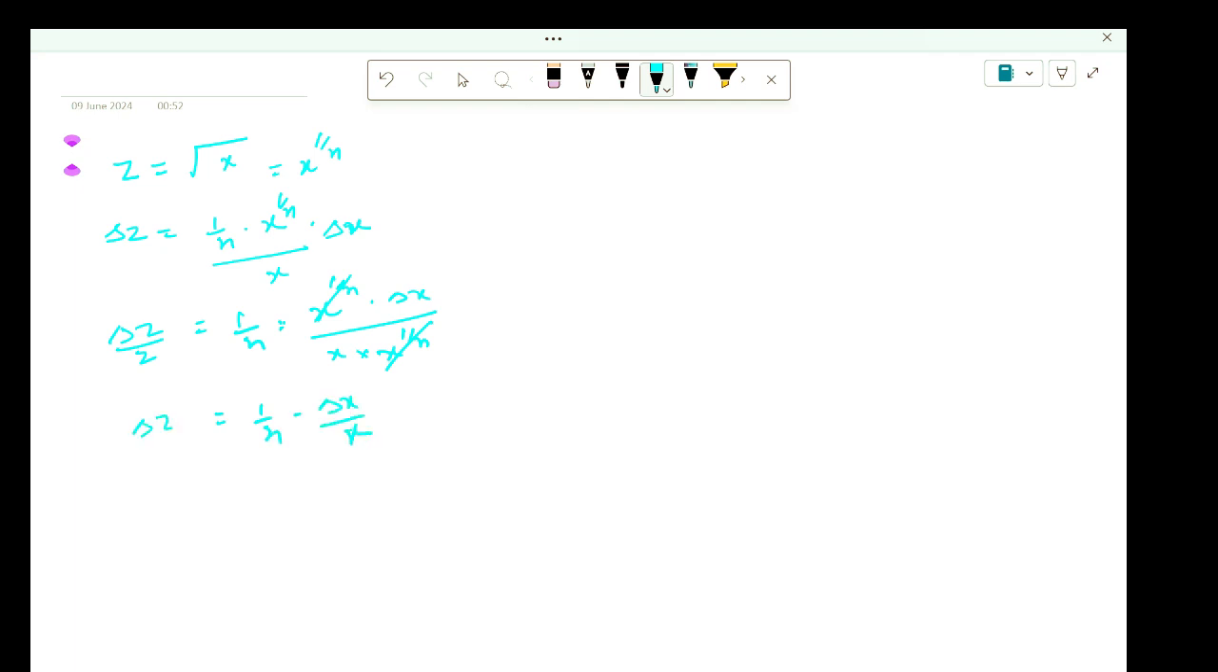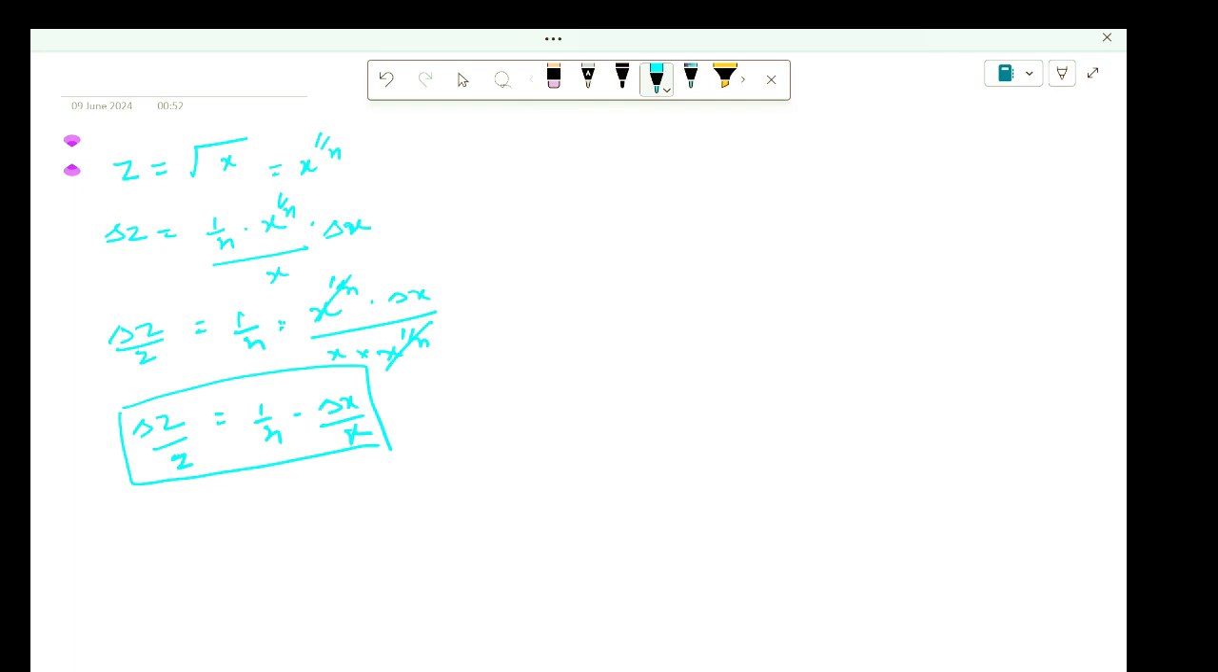So whatever the power is given, suppose square or cube, if you see the example and these two formulas of power, here the power is 1 by n, therefore 1 by n into dx by x. The power is 3 into dr by r. The power is 2 into dr by r. The power is n into dx by x or dr by r. So like that. I hope you understand this. Relative error means everything is multiplied.